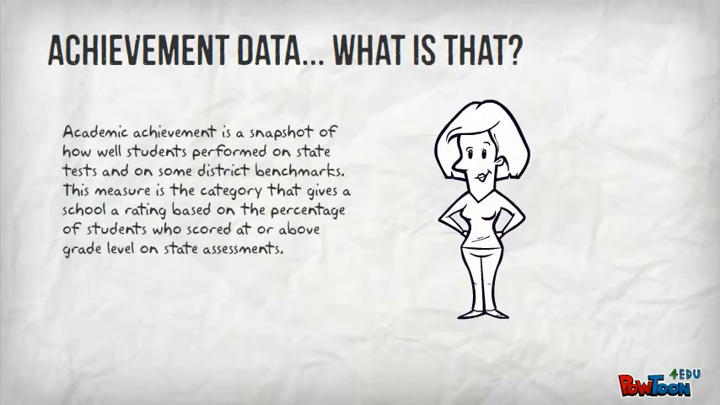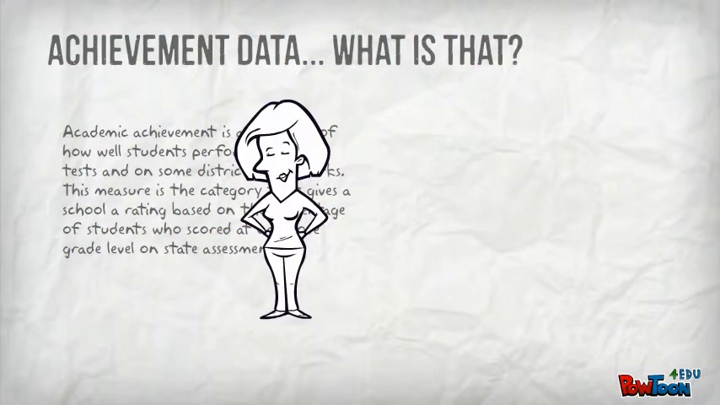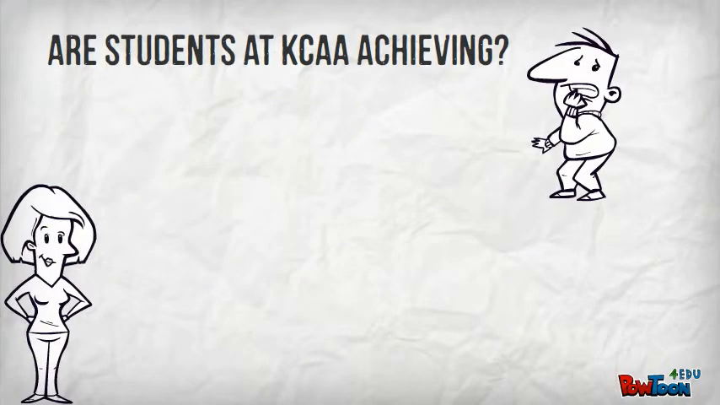There are multiple measures used on a school's performance framework. In this next section, we'll be looking at achievement data. Academic achievement is a snapshot of how well students performed on state tests and on some district benchmarks. This measure is the category that gives a school a rating based on the percentage of students who scored at or above grade level on state assessments. Are students at KCAA achieving?